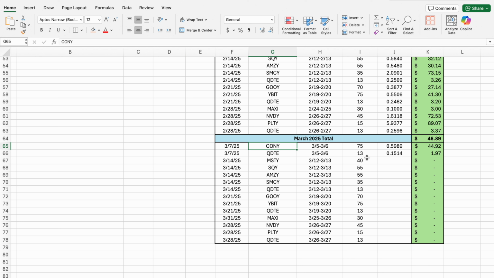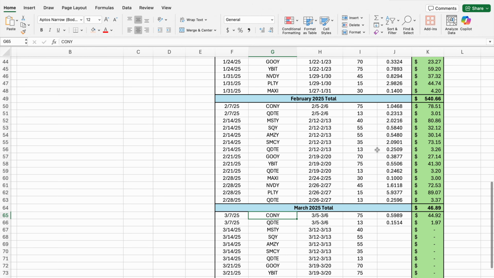QDTE, a little bit lower, 15 cents per share. I have 13 shares, and I will receive $1.97. Now, if we compare this payment up above to February, we look at Coney, it's about a little bit more than half, right? Coney paid $1.04 in February and paid only 60 cents in March.